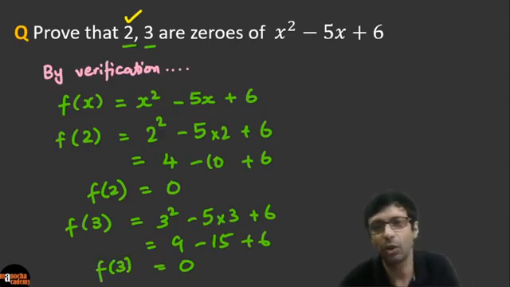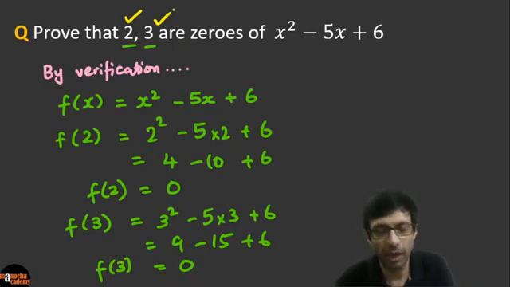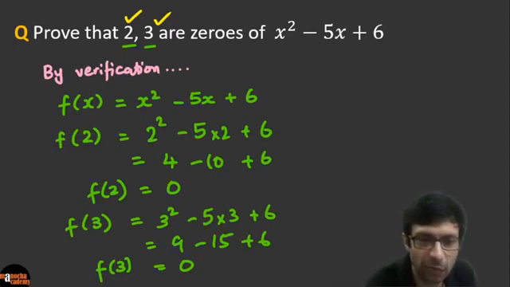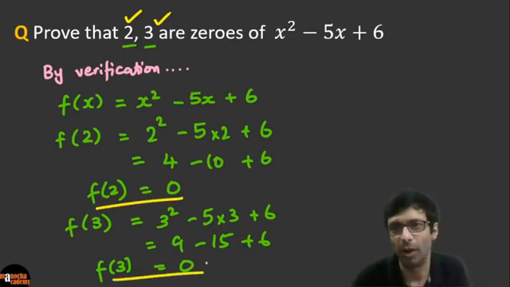A lot of you are doing that, you're calculating. This is a very simple question, very easy to verify. It's almost a giveaway: you just substitute and check. And you can see we've clearly verified that these are the zeros of the polynomial.